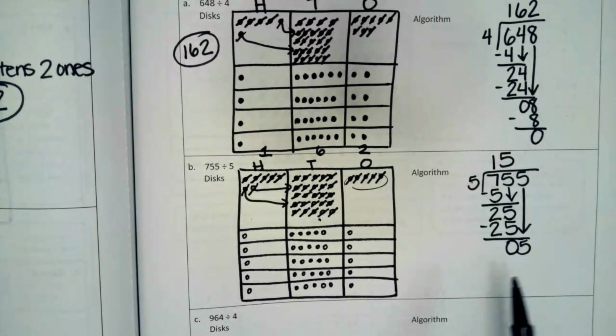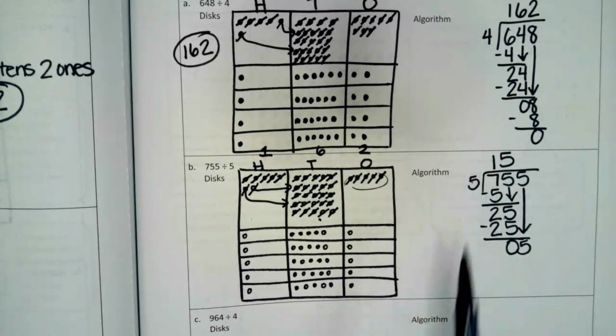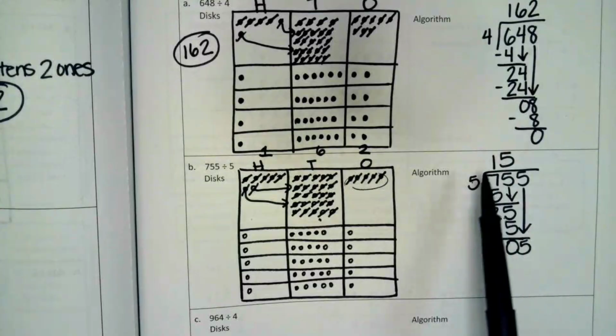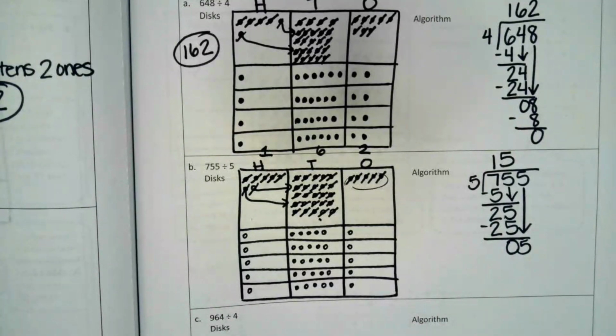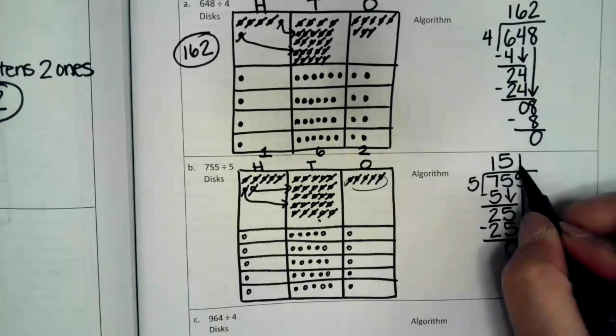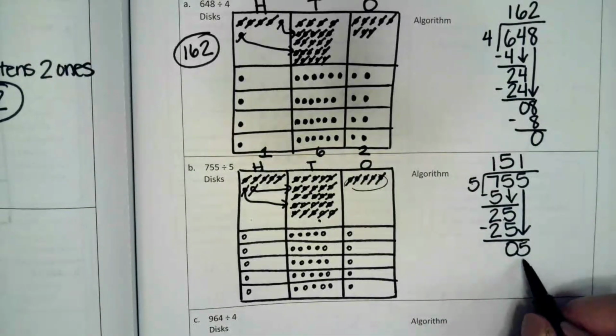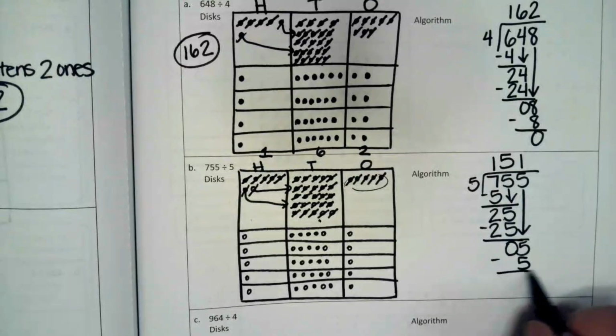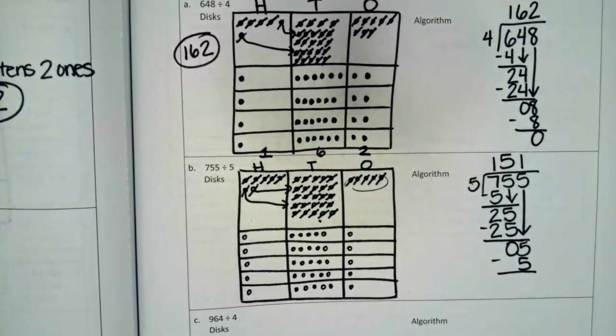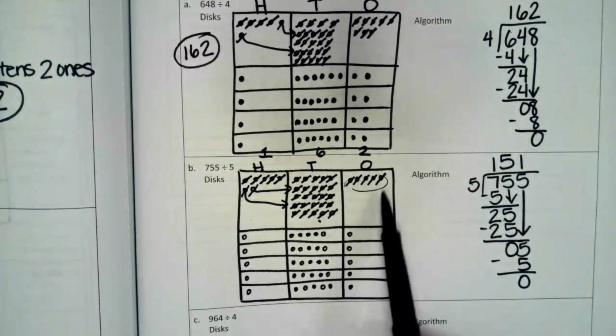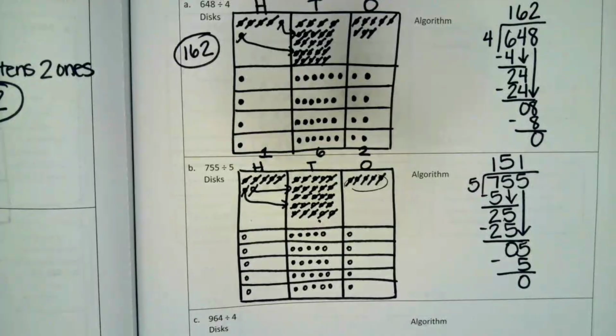Now let's do it on the algorithm. We have 5 ones. We need to do 5 divided by 5. What's 5 divided by 5? Or how many times can 5 go into 5? 1. So the 1 goes on top of the ones place. 5 times 1 equals 5. Subtract that. 5 minus 5 equals 0. No remainder. Just like on our place value chart here, we had no ones left, no remainder.